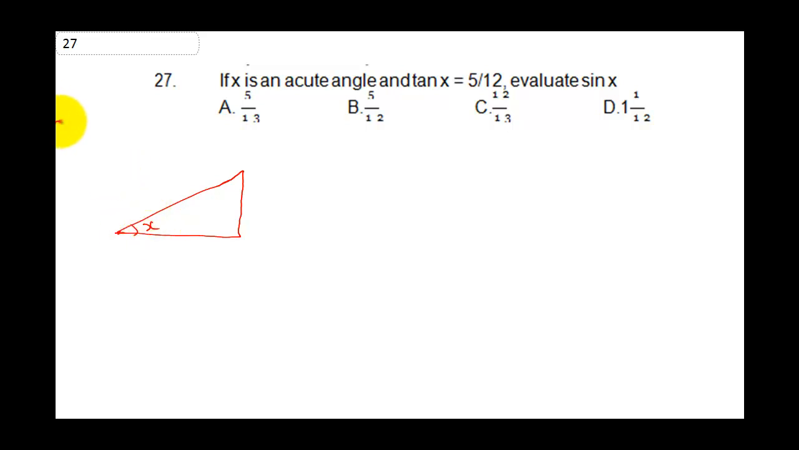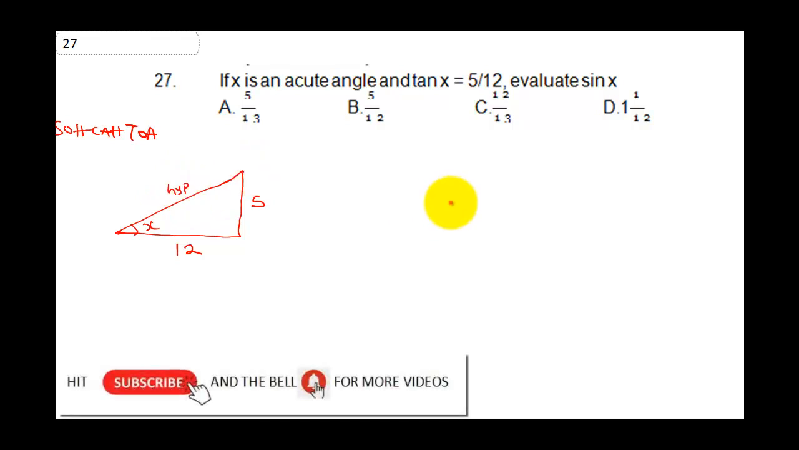Now, remember, from your SOHCAHTOA, you have your tangent to be opposite over adjacent. So our tan x is 5/12. So tan x will be, this is our opposite, 5, over adjacent, which is 12. So we need to get the hypotenuse. Now, how do you find your hypotenuse? Your hypotenuse squared is equal to opposite squared plus adjacent squared.